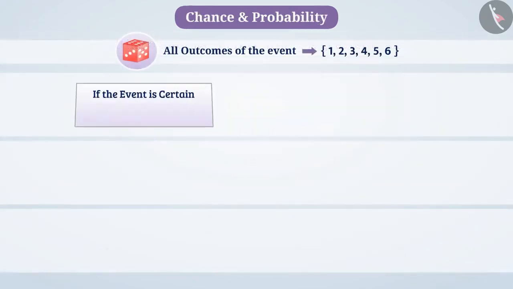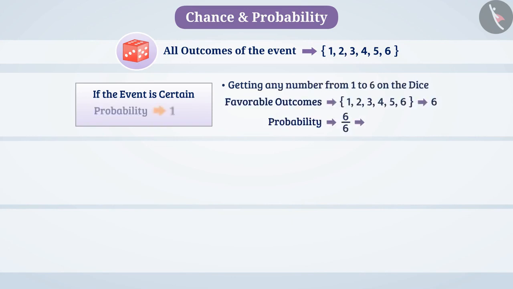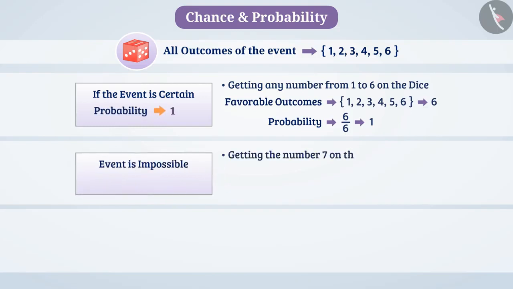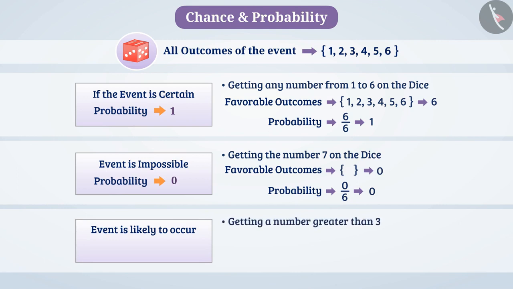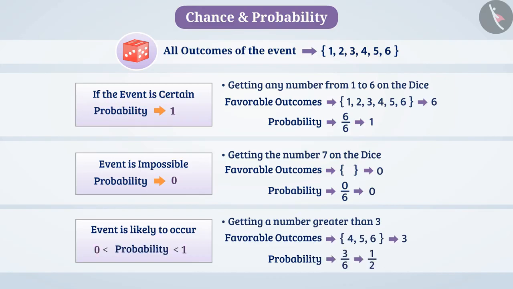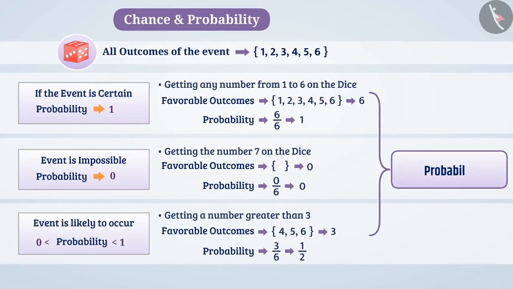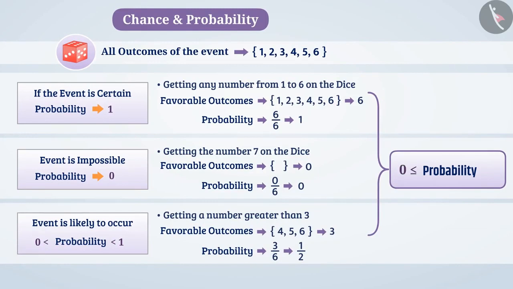If the event is certain, for example, getting any number from 1 to 6 on the dice, then the probability is 1. And if the event is impossible, like getting the number 7 on the dice, then the probability is 0. But when an event is likely to occur, such as obtaining a number greater than 3, then the probability is greater than 0 but less than 1. In this way, the probability of any event can be 0 or more, but 1 or less.